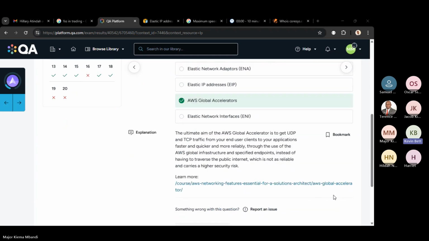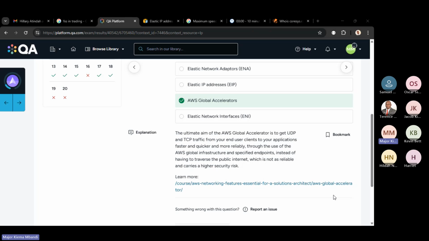I think the explanation given there is the ultimate aim of AWS Global Accelerator is to get UDP and TCP traffic from your end user clients to your applications faster and more reliably through the use of the AWS global infrastructure and specified endpoints, instead of having to traverse the public internet, which is not as reliable and carries a higher security risk. So, yeah, correct. Thank you.